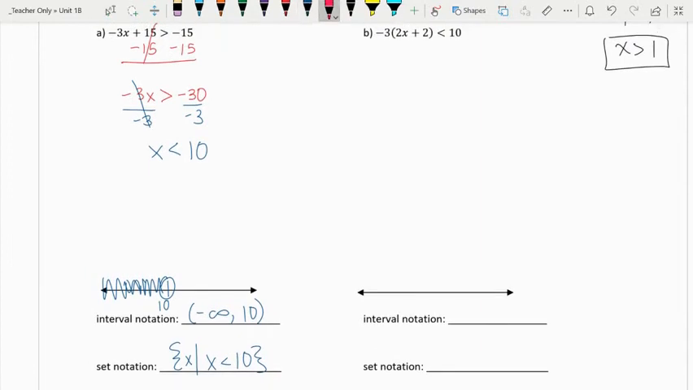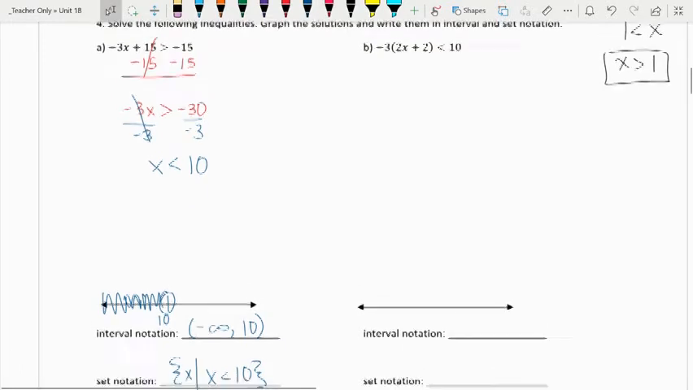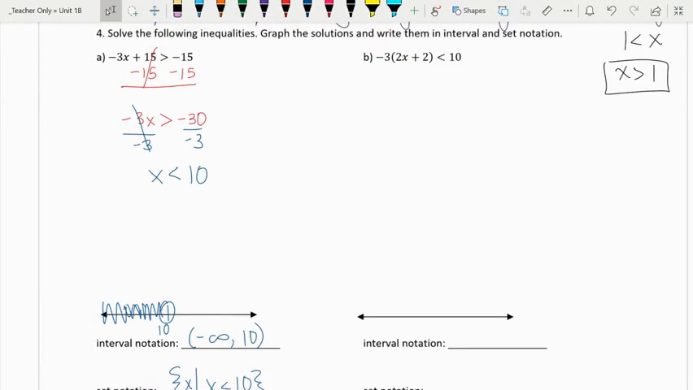The letter B, this time, you can distribute the -3 in, or you can divide it over. Either way, you're going to end up with the same end result. Most of you will probably think to distribute it, which is fine. So we have -6x minus 6 is less than 10. So we would add 6 to the other side. So we have -6x is less than 16.